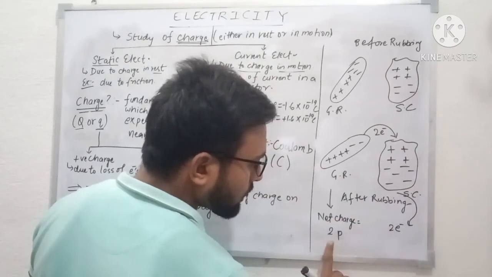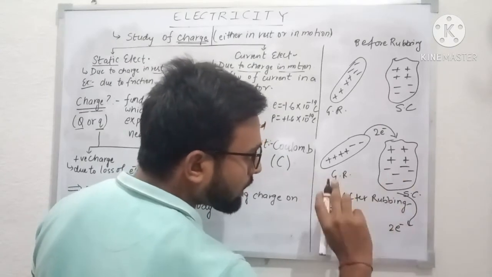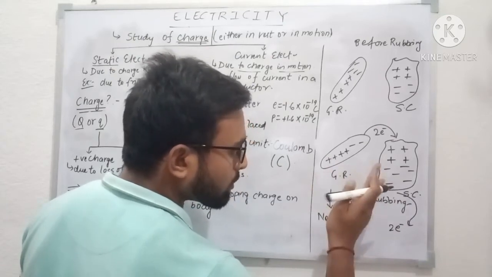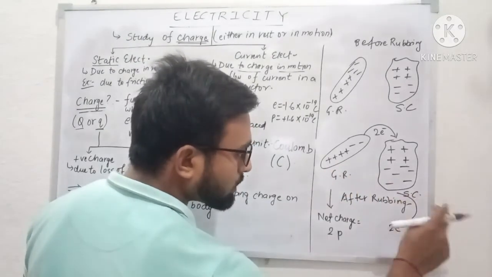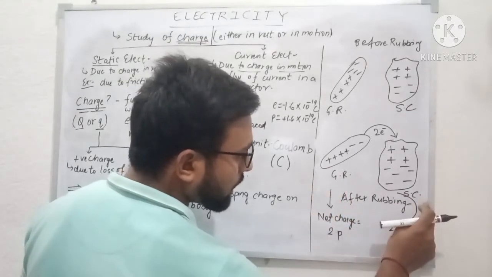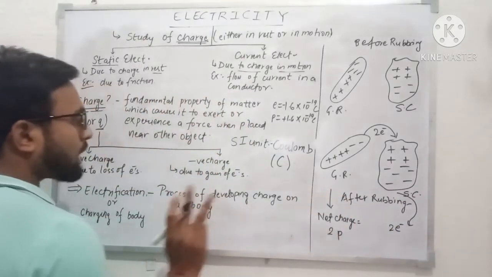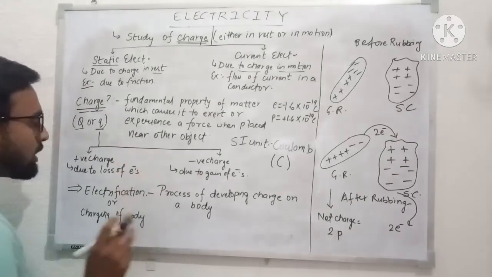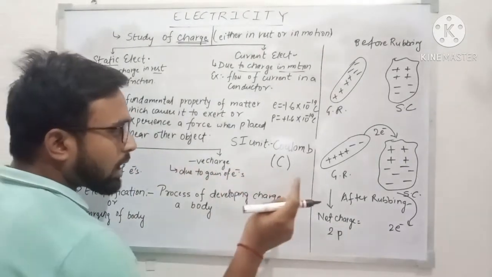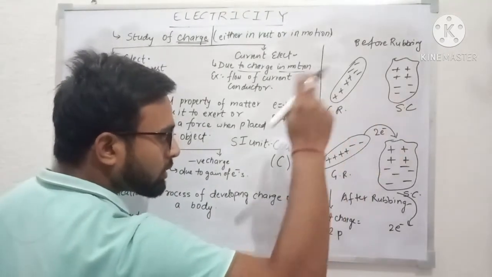Due to this net charge that is developed on the glass rod and on the silk cloth, a kind of charge appears on these two systems, on the glass rod and on the silk cloth. Glass rod has acquired a type of charge and silk cloth has acquired some different type of charge. So here we can see 2 types of charges. Which of these 2 charges? Positive charge and negative charge. So which one acquires positive charge? The body which loses electrons acquires positive charge.